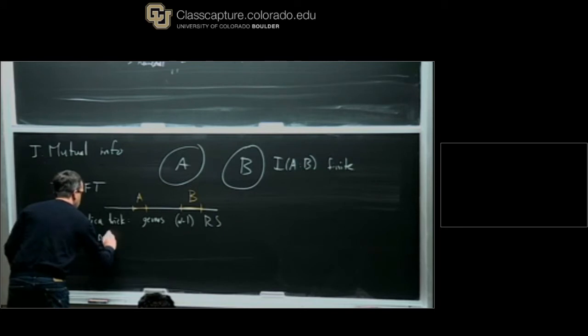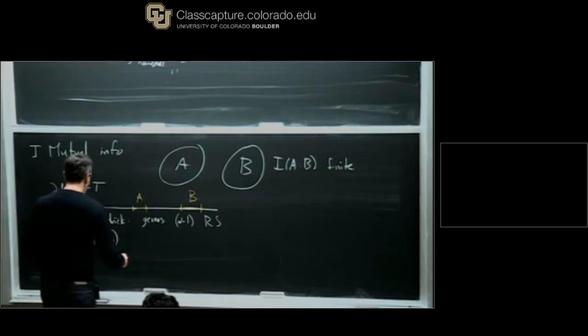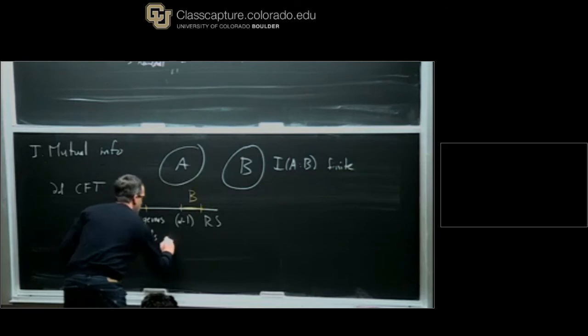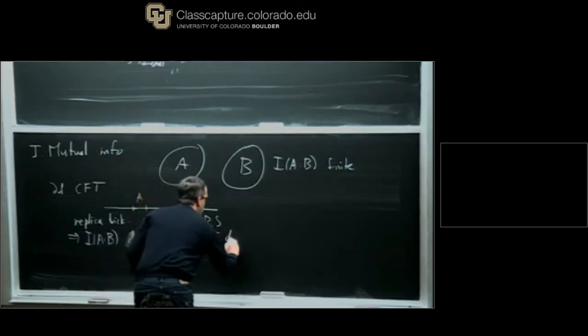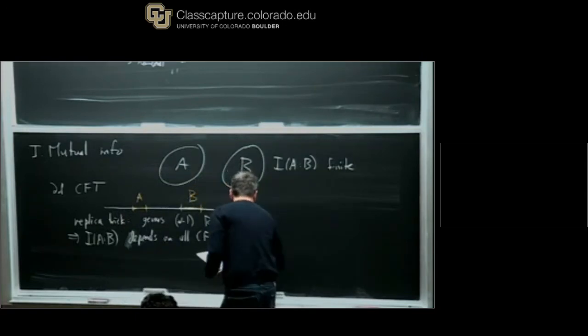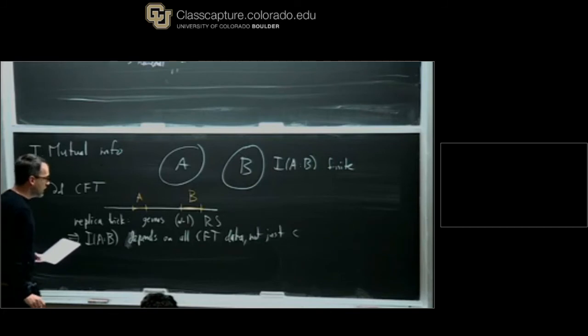Or at least that would be, unless something amazing happens in the alpha goes to one limit, which I can tell you doesn't. You expect this to be much more sensitive to the details of your CFT, and also much harder to compute.